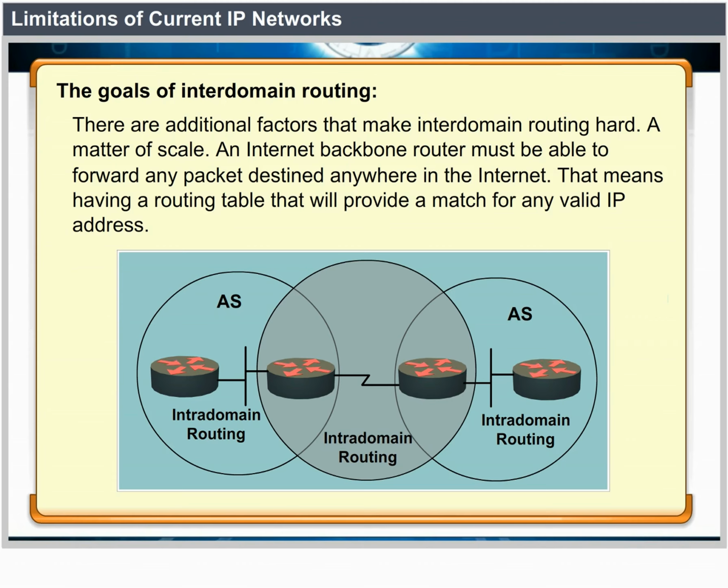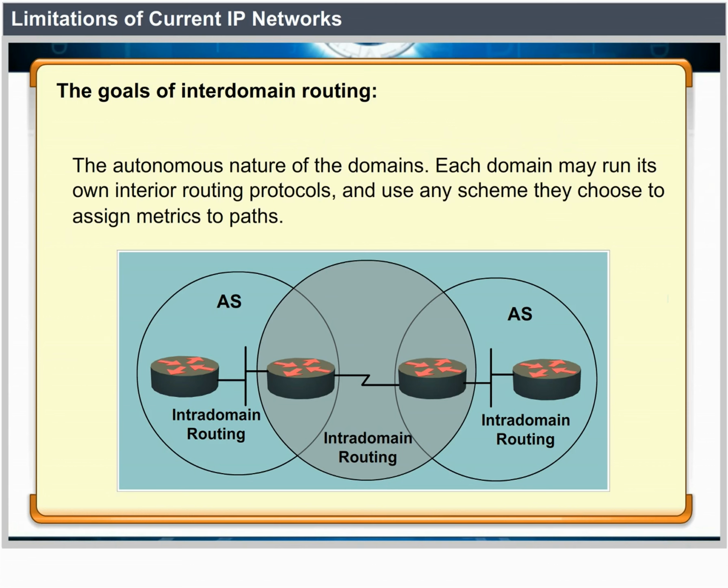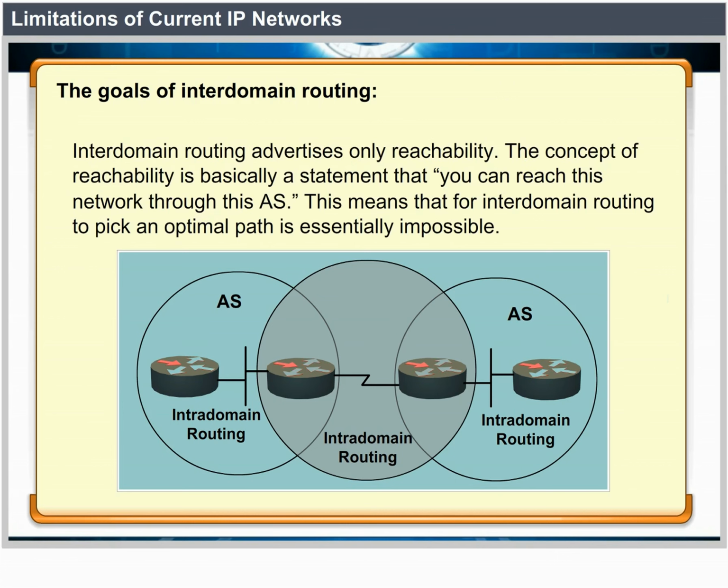The autonomous nature of the domains. Each domain may run its own interior routing protocols and use any scheme they choose to assign metrics to paths. Inter-domain routing advertises only reachability. The concept of reachability is basically a statement that you can reach this network through this AS. This means that for inter-domain routing, picking an optimal path is essentially impossible.